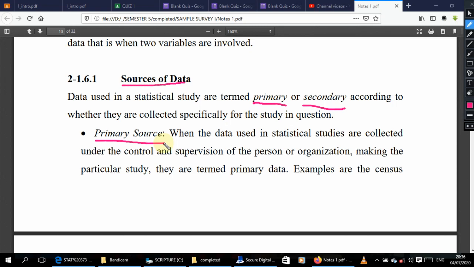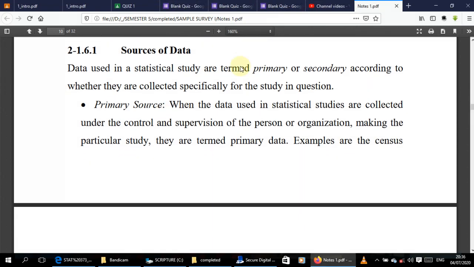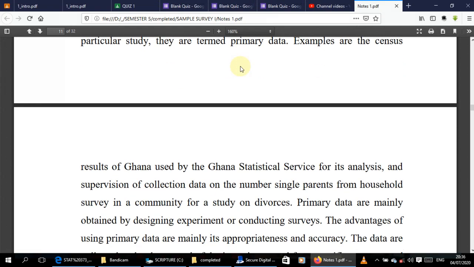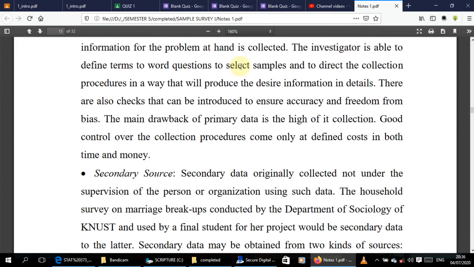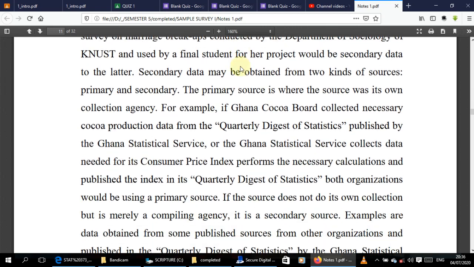Where the data is already there and you go and pick it, it's a secondary source of data. Somebody collected it, you went there to pick it, and then that becomes a secondary source of data.